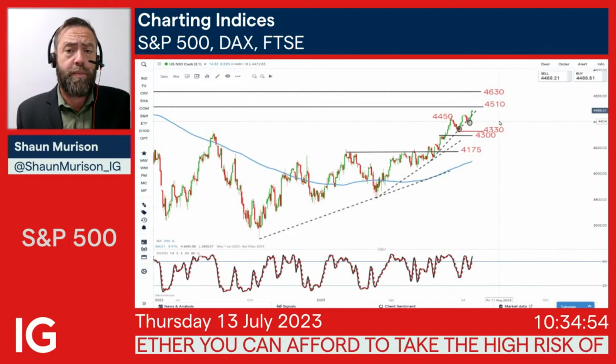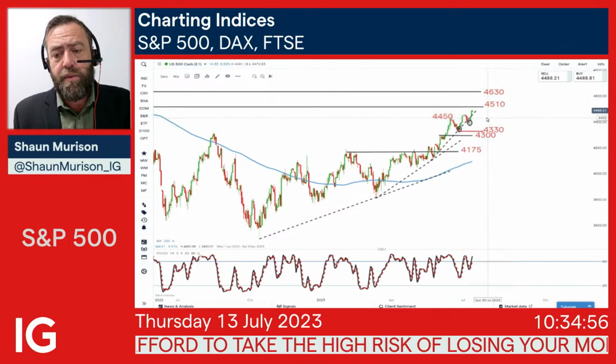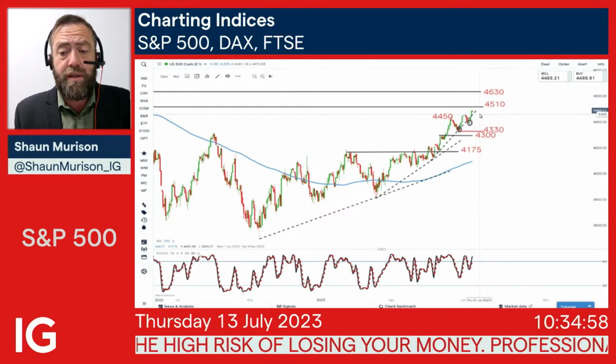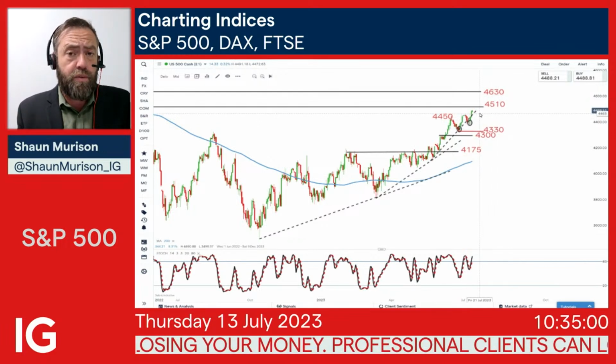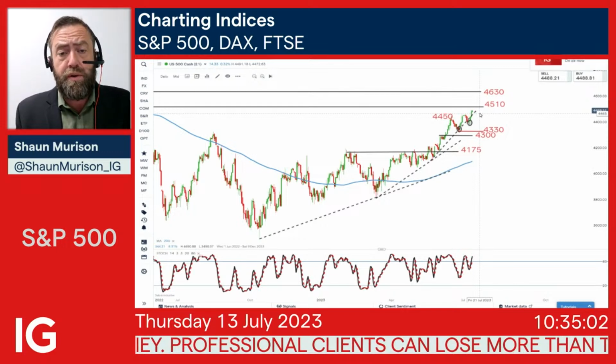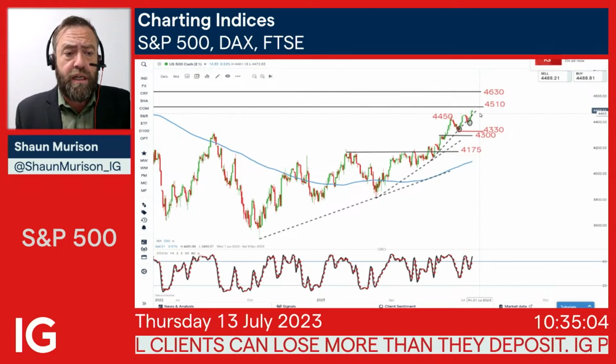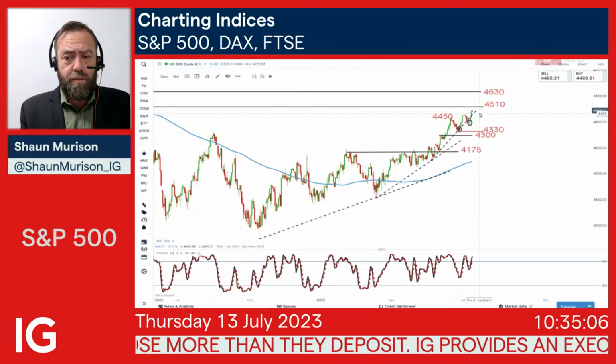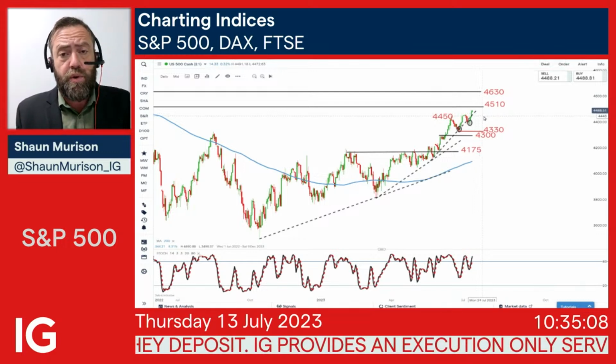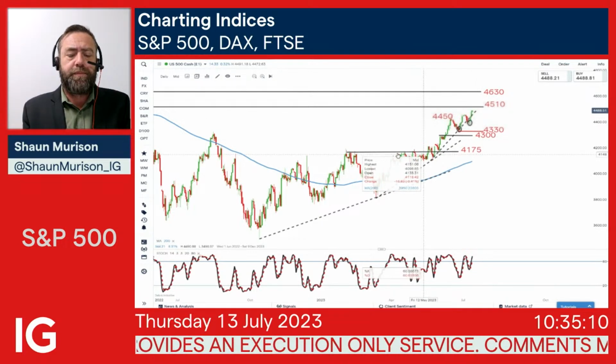Again, it doesn't mean that we pick a top. We don't try and trade against that trend. But it does mean that the market could correct or pull back, and that might provide a new opportunity to find long entry into the S&P on this chart to join that longer-term uptrend.